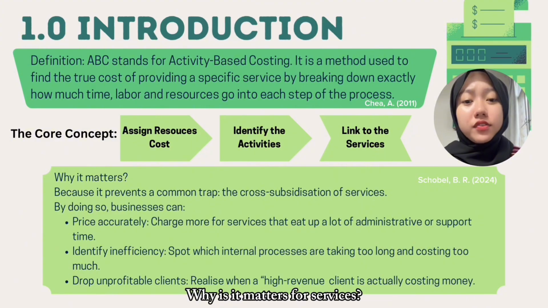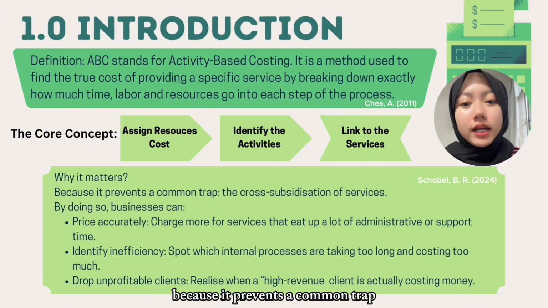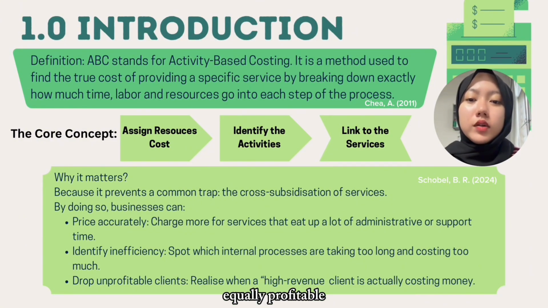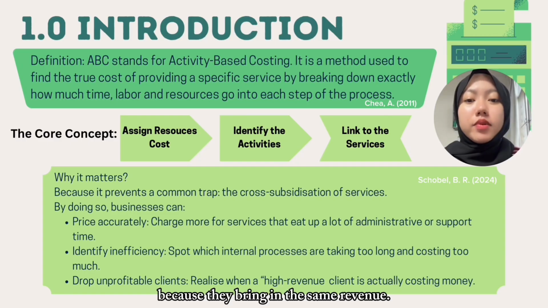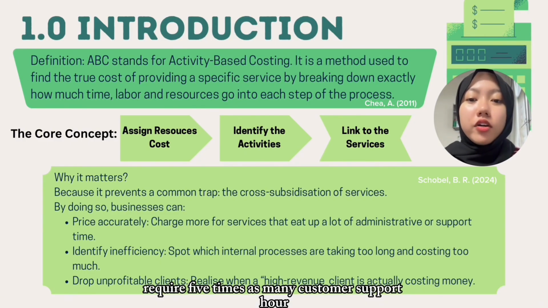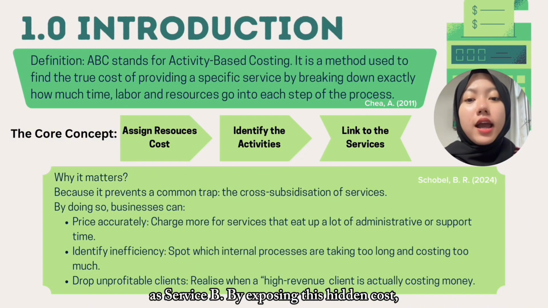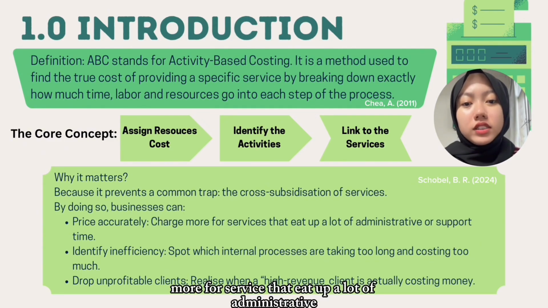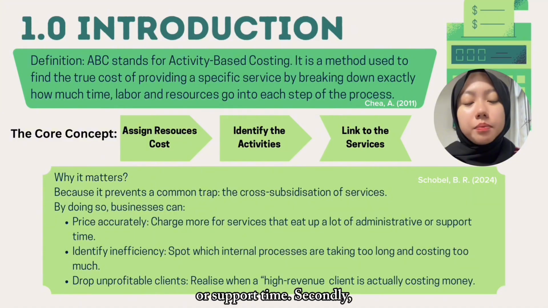Why does it matter for services? The service industry heavily relies on ABC because it prevents a common trap, which is the cross-subsidization of services. Without ABC, a company might think service A and service B are equally profitable because they bring in the same revenue. However, activity-based costing might reveal that service A requires 5 times as many customer support hours as service B. By exposing these hidden costs, businesses can price accurately. They can charge more for services that eat up a lot of administrative or support time.